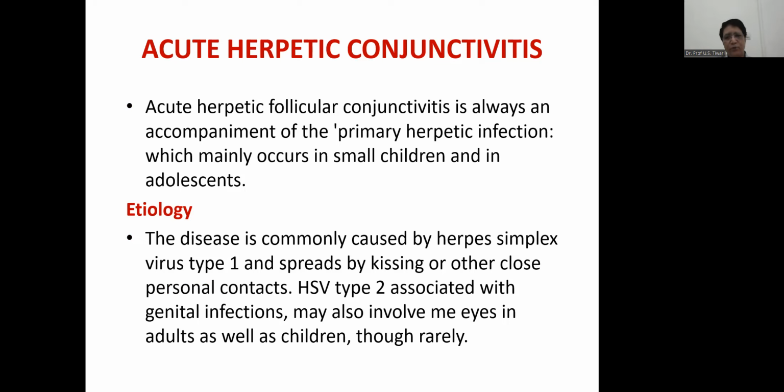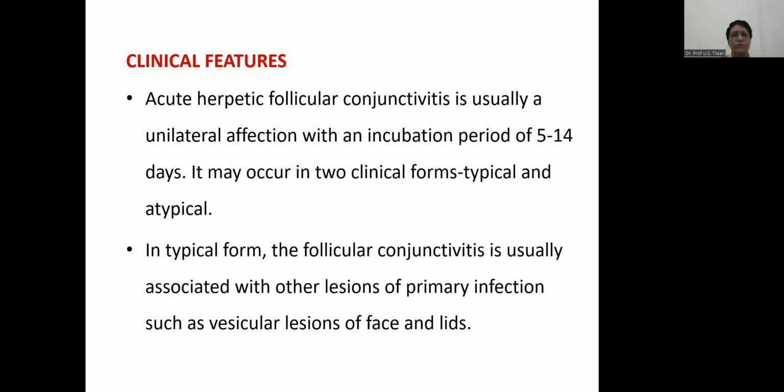Herpes simplex virus type 2 is associated with genital infections and may also involve the eyes in adults as well as in children, although rarely. So we understand that acute herpetic conjunctivitis is caused by these two types, herpes simplex virus type 1 and type 2. Type 1 is seen in small children and adolescents. HSV-2 is associated with genital infections and is seen in the eyes of adults, and sometimes in children also.